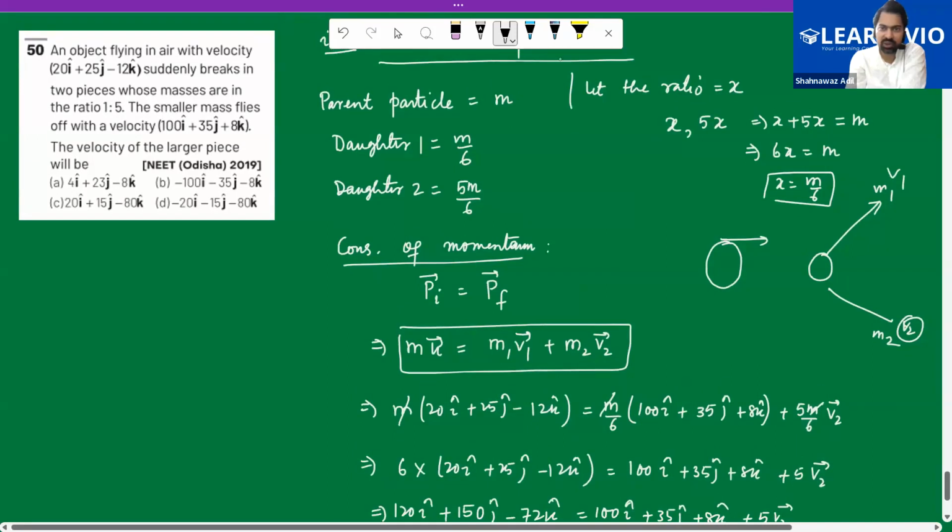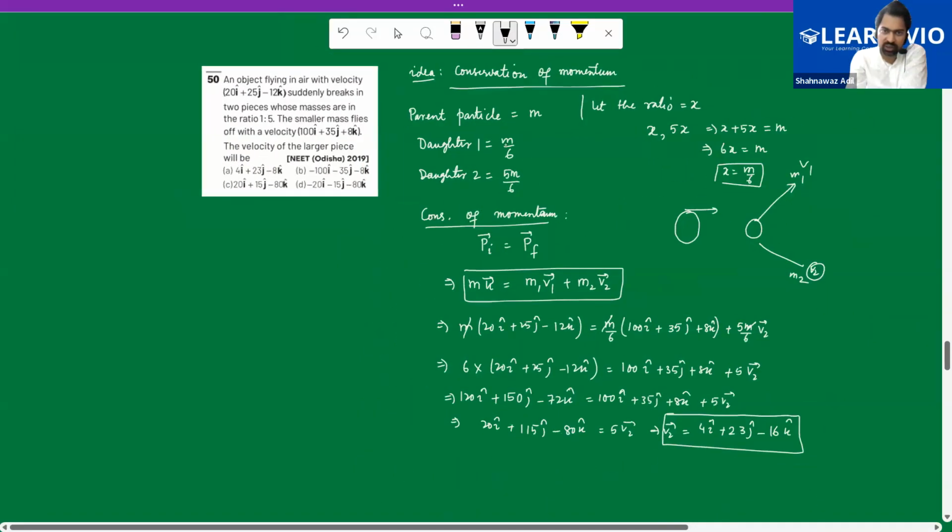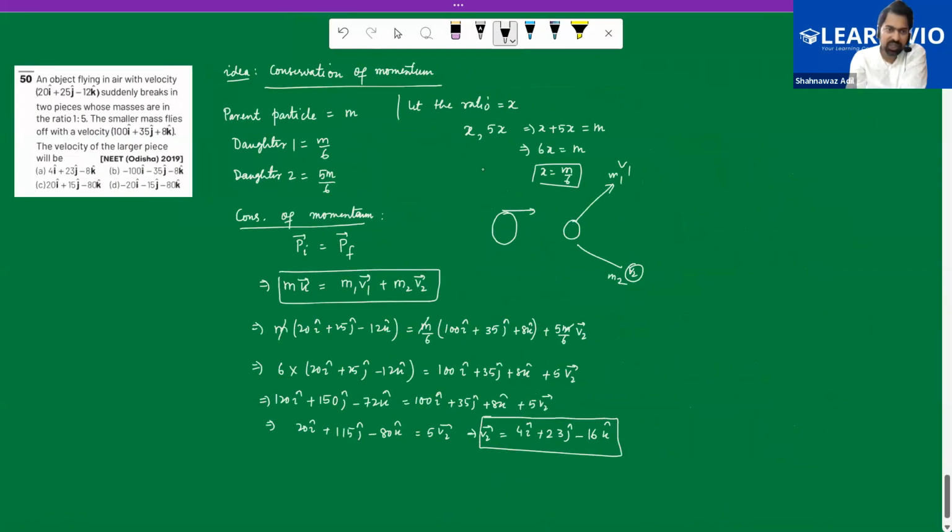Please note it down, and if you have any doubt, please add it. So please note down this thing quickly, and then we'll talk about two more questions, and then we'll move on to the next chapter, that is electric charge.